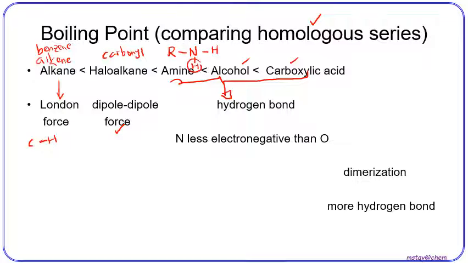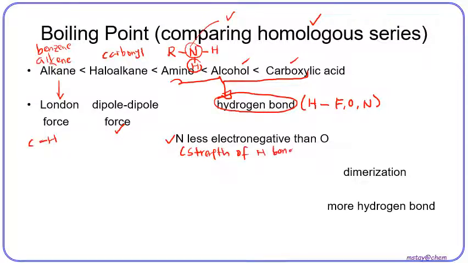So the hydrogen is bonded to nitrogen, also able to form hydrogen bond. So to form hydrogen bond, there must be a hydrogen bonded to fluorine, oxygen, or nitrogen. So now between amine and alcohol, both also consist of hydrogen, can form hydrogen bond. But what makes them have different boiling point is because nitrogen is less electronegative than oxygen. So the strength of hydrogen bond for amine is weaker.